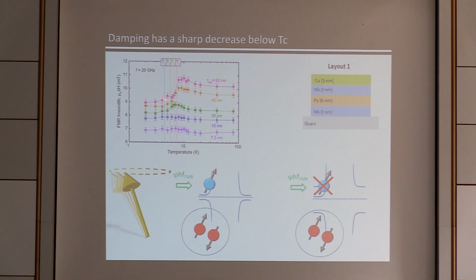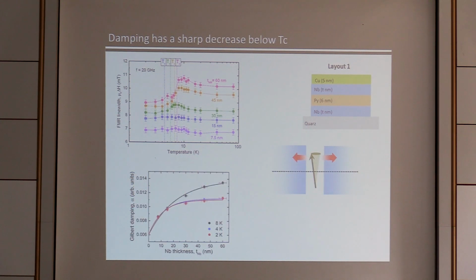In agreement with this picture, we see that at the transition temperature, which is represented by the dotted lines of the corresponding color, the damping, the line width, is immediately suppressed. Now, to further validate this picture that spin is transferred into the niobium via quasi-particles, we use the existing theories of spin pumping based on diffusive transfer of spin, developed for normal metals, to map our results.